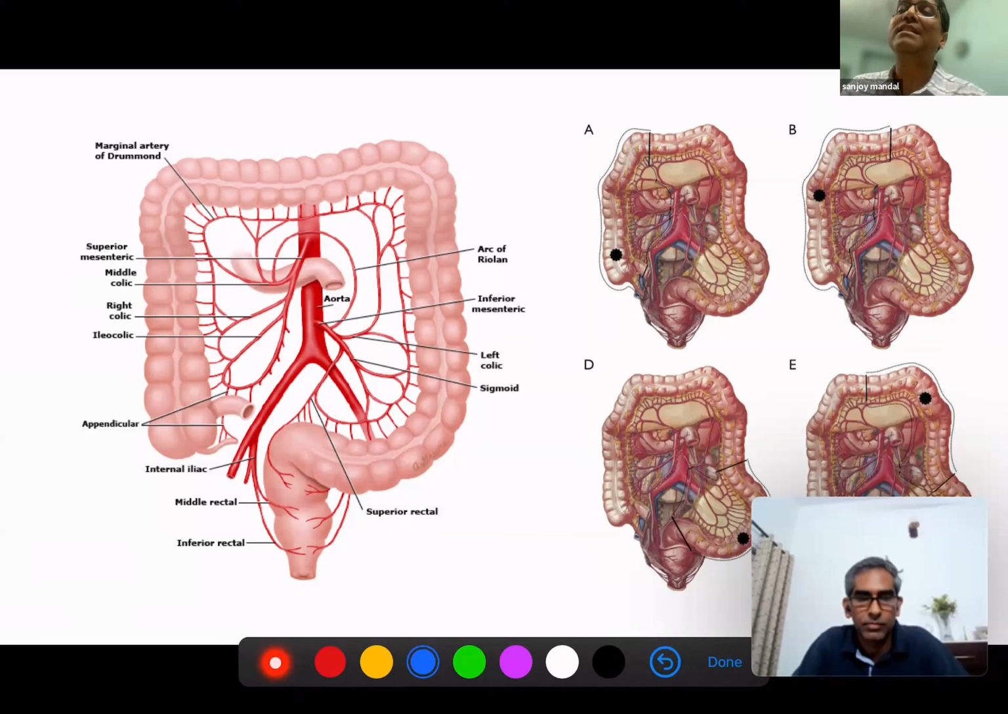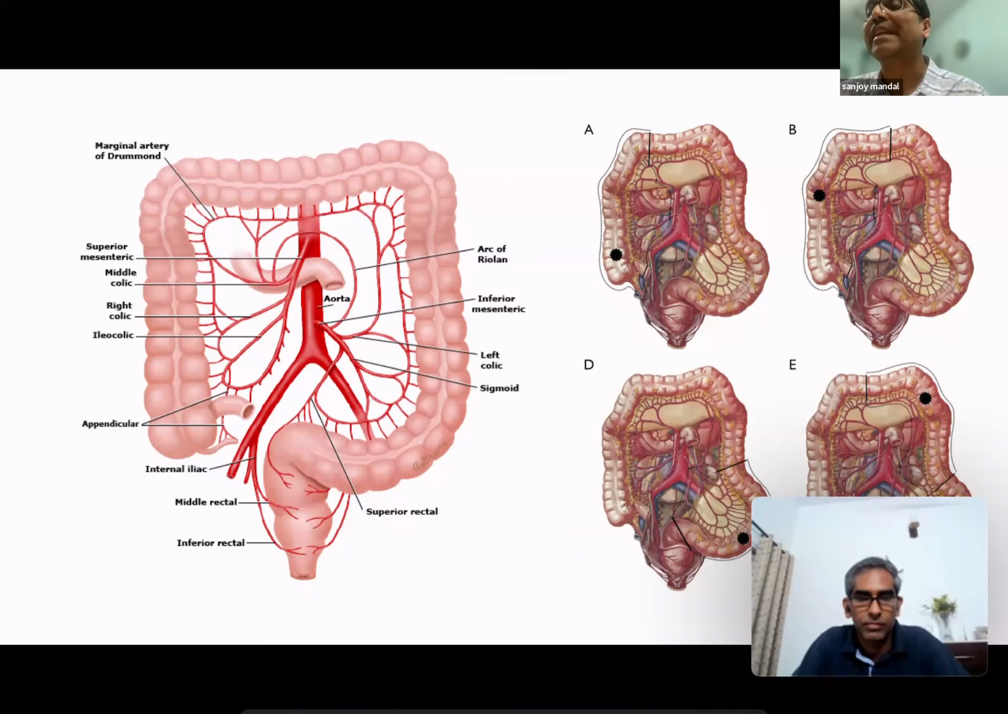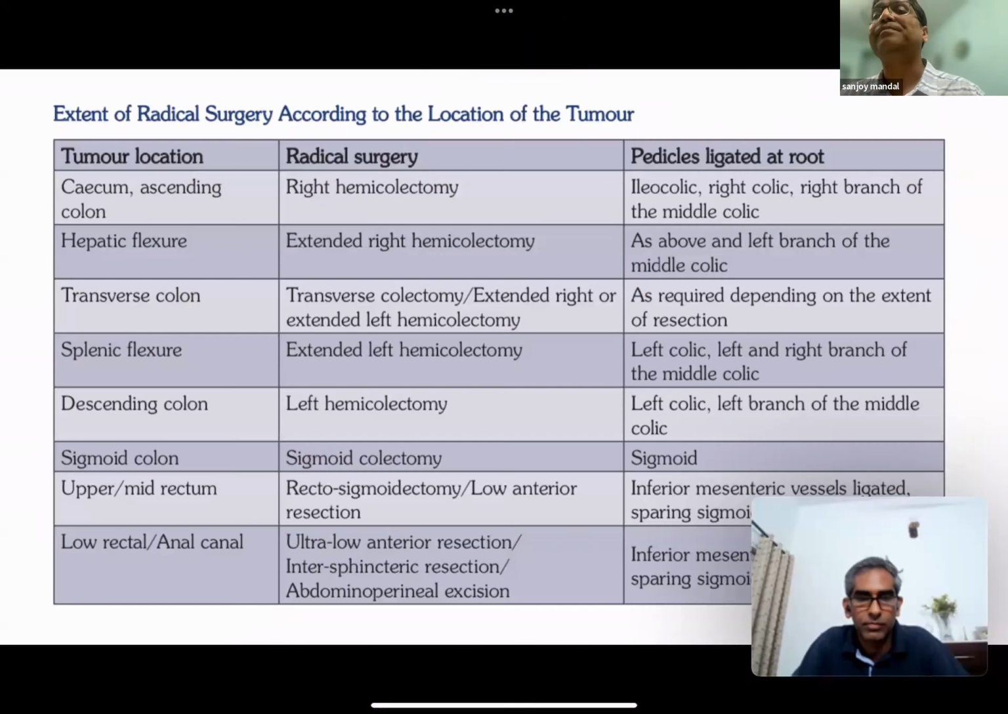The disadvantage is that the ileocecal valve is lost. These patients tend to have a bit more diarrhea and lifestyle problems, but a lot of patients get adjusted. So in short, this is the approach that we have for operating on these patients. This is a table which I have given, essentially the same thing which I have said.